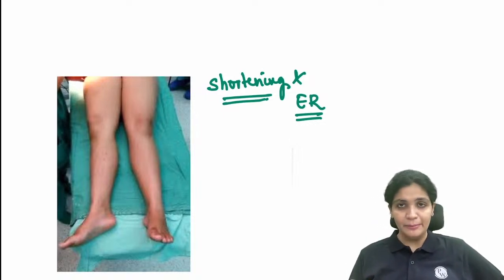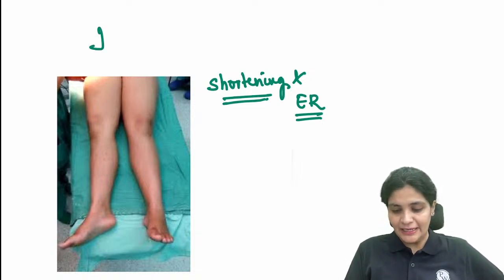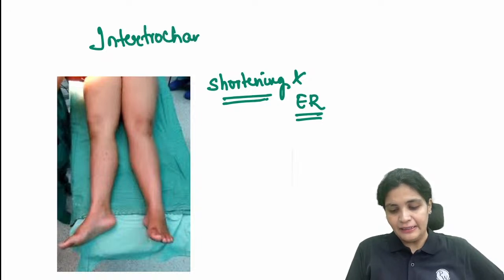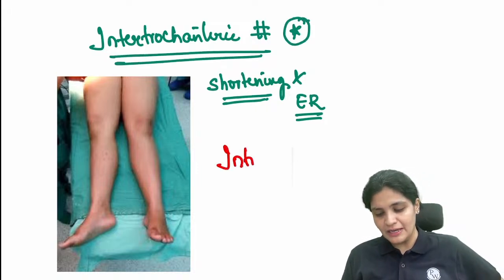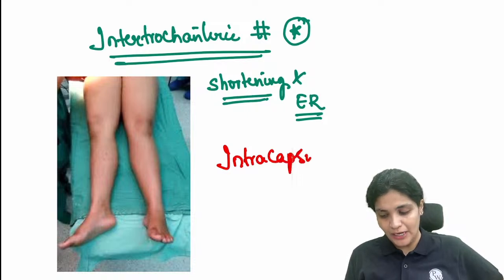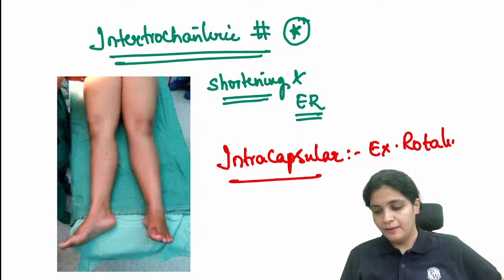And if you compare the medial malleolus of both sides, what you see is shortening and external rotation. And this is very commonly seen in traumatic patients, that is intertrochanteric fractures, right? So this is a classical case of intertrochanteric fracture. If you remember, you have intracapsular fracture as well, but here the external rotation is minimal.